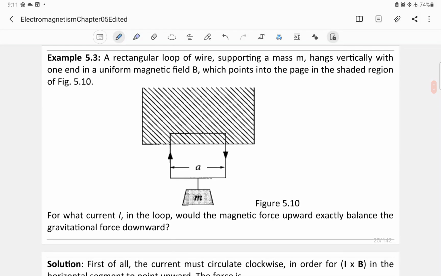Let's now discuss example 5.3. A rectangular loop of wire supporting a mass M hangs vertically with one end in the uniform magnetic field B, which points into the page in the shaded region in this figure.